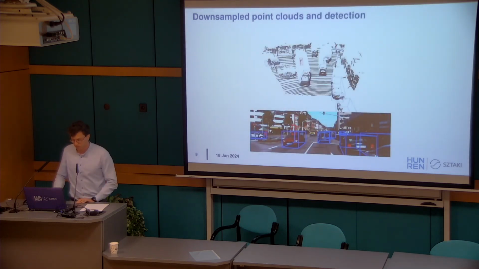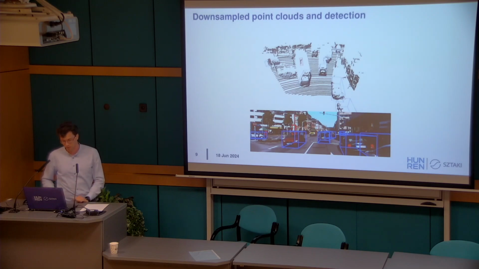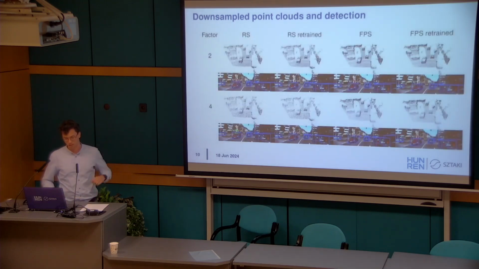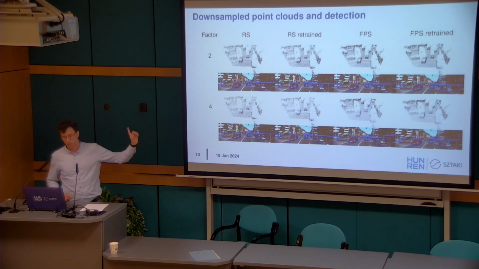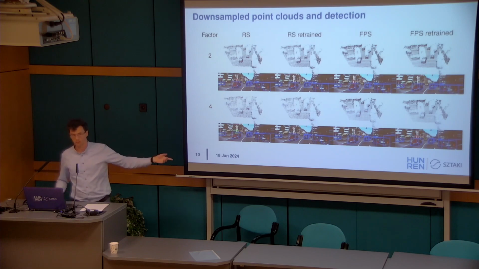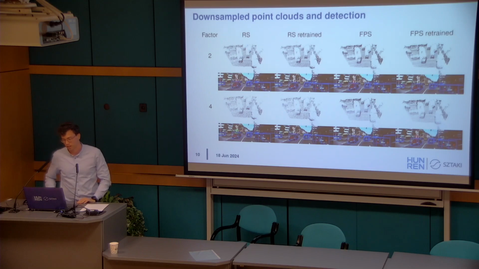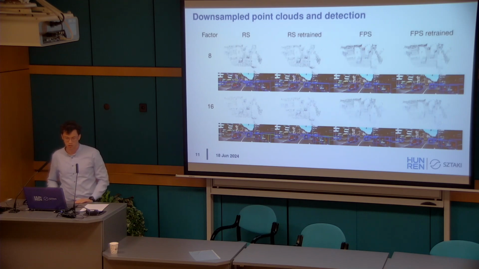Here are some examples of how detection on the KITTI database looks by PointPillars. These are the downsampling by 2 and 4 with random downsampling, with retraining PointPillars, then farthest point downsampling, and then farthest point downsampling with retraining PointPillars. I went down to 1/16 of the original point cloud. Maybe you can also see how much more similar the farthest point downsampling is to the original LiDAR point cloud.